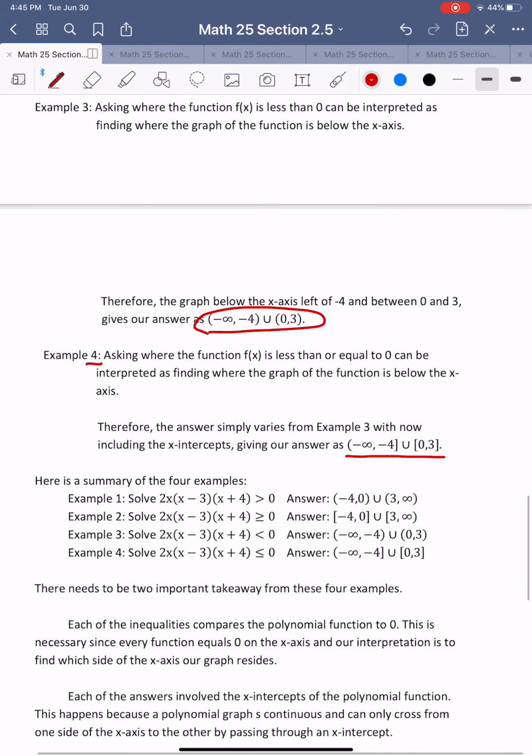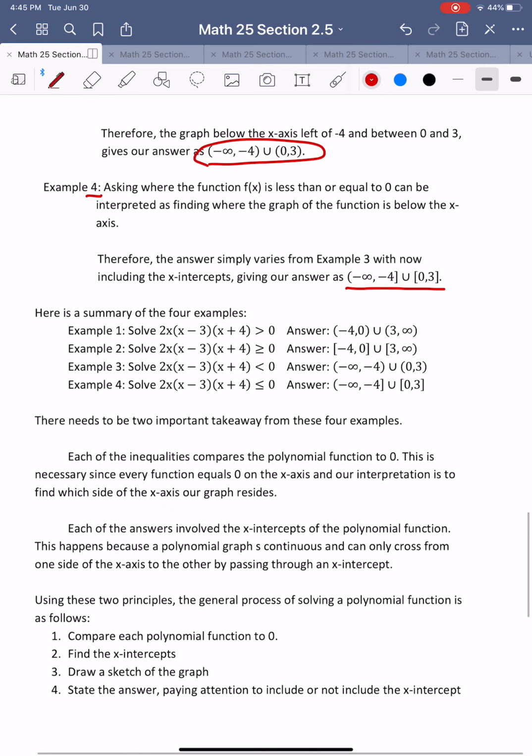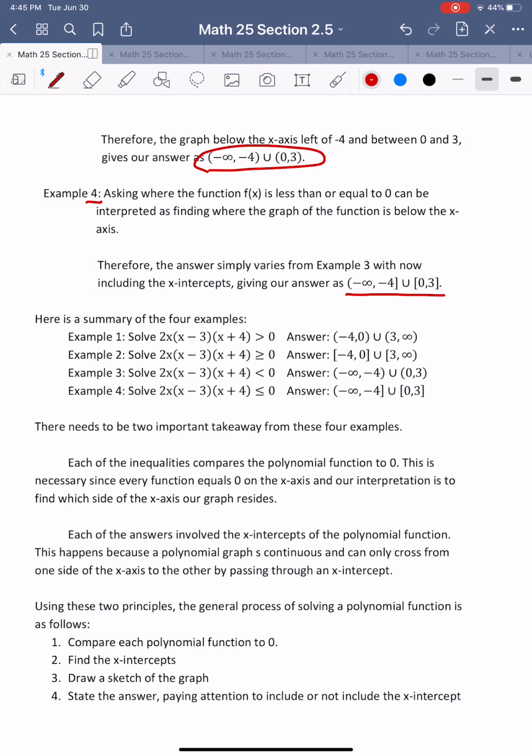So here's a summary of the answers, okay? So you can see that. You can find the answer from the graph. There are two important takeaways from this. First, each of the inequalities compares the polynomial function to 0. This is necessary since every function equals 0 on the x-axis, and our interpretation is to find which side of the axis our graph resides.